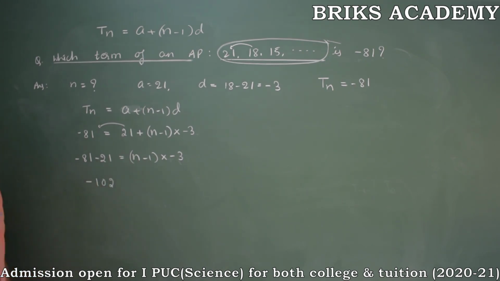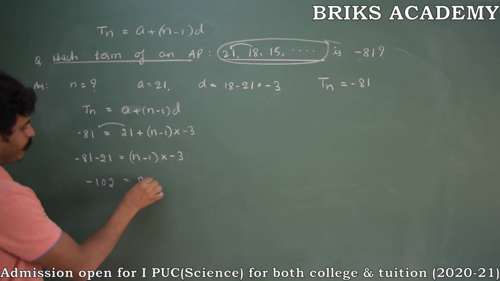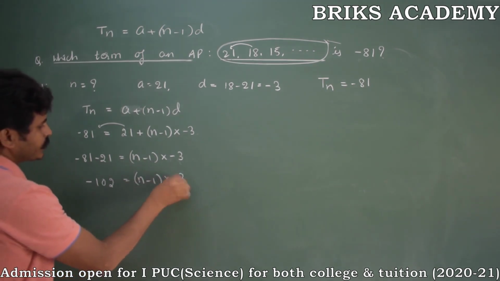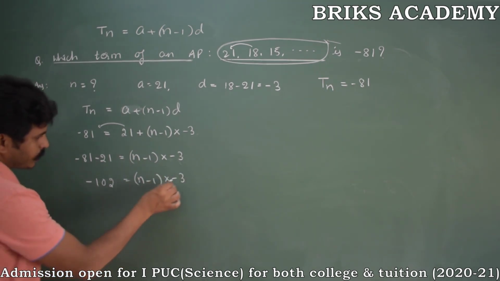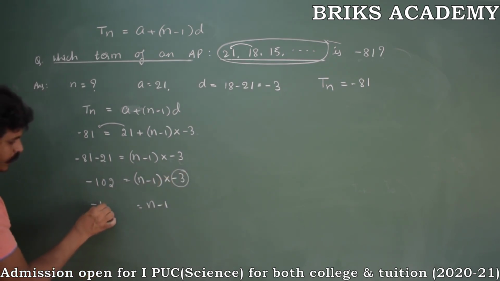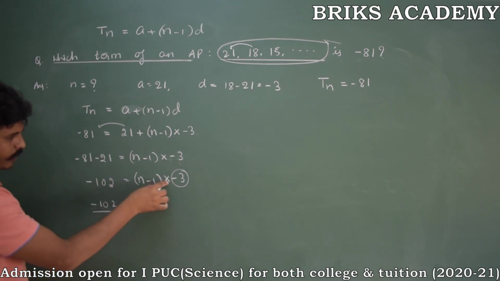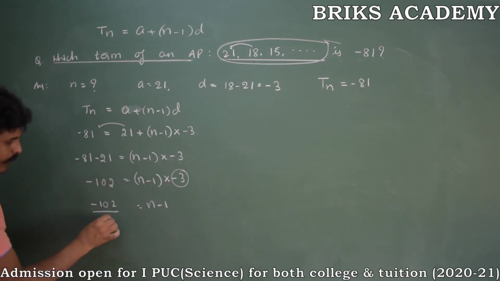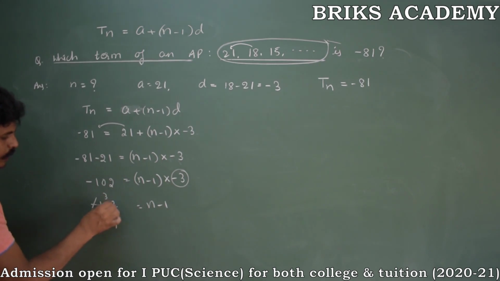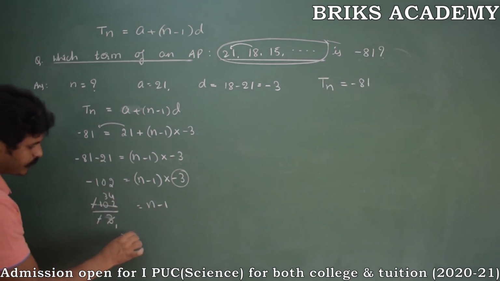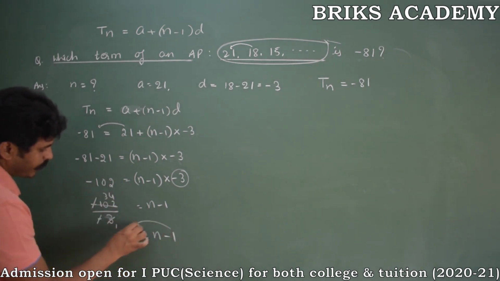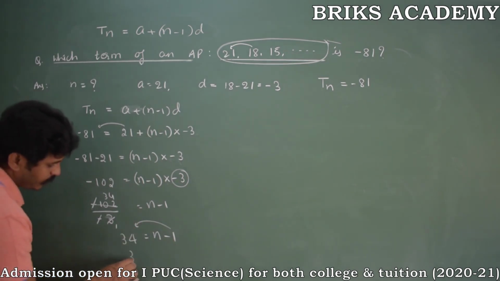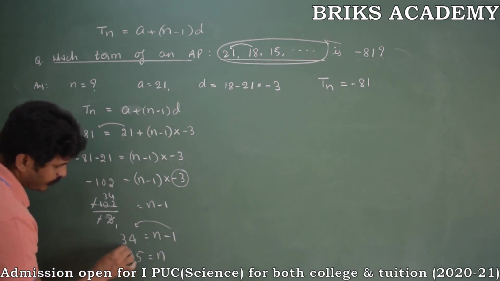Is it minus 1 or 2? It is equal to n minus 1 into minus 3. That is n minus 1. If I take minus 3 to this side, it becomes minus 1, not 2, divided by minus 3. Multiplication on this side becomes division on that side. Minus minus cancel. 3 1s are 3, 3 3s are 9, 12, 3 4s are 12. 34 is equal to n minus 1. If I take 1 to this side, it becomes 35 equal to n.